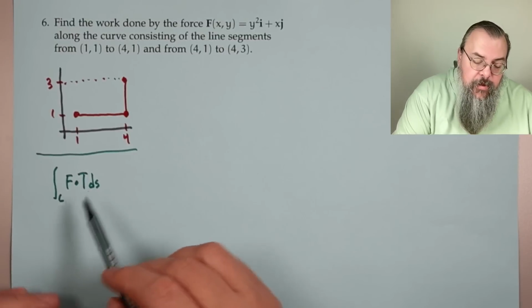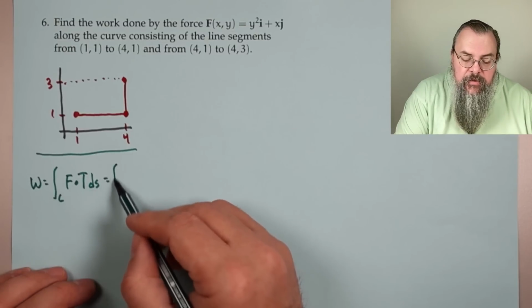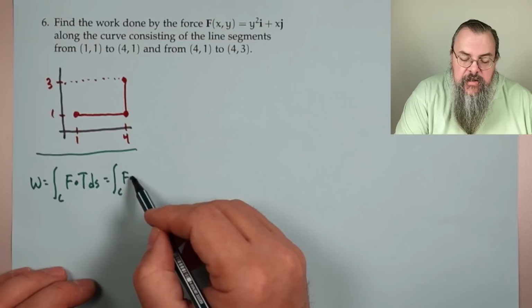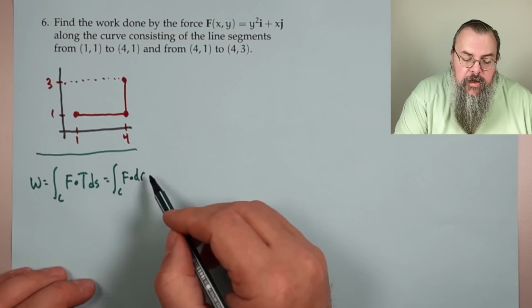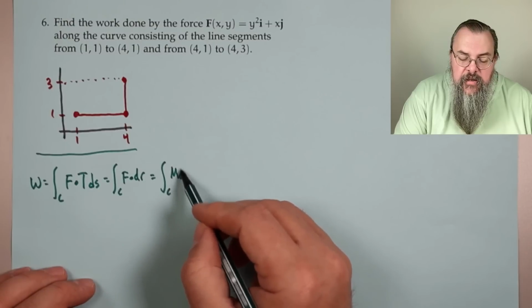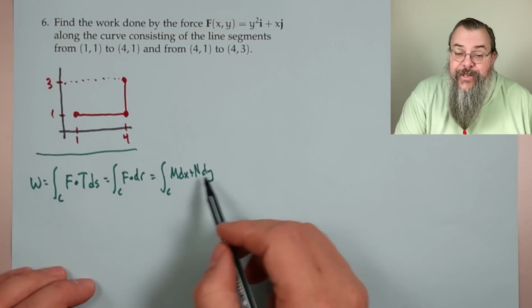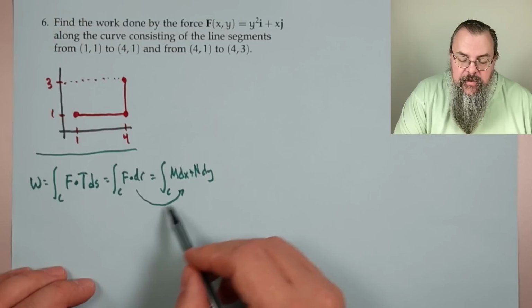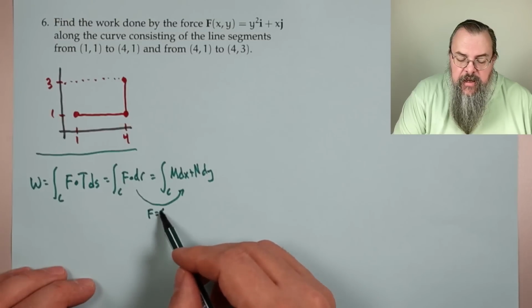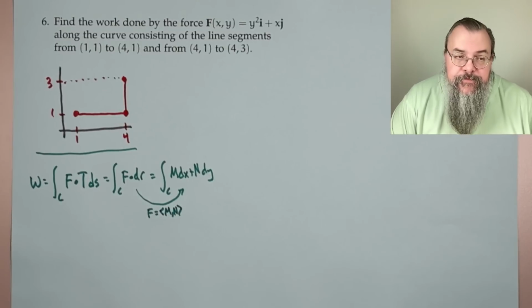So that's your work. Now there's a couple of ways to write this. This is the same as writing F dot dr, or it's the same as writing M dx plus N dy. And this is my favorite notation. Now just as a reminder, what are M and N? Those are the entries of F.